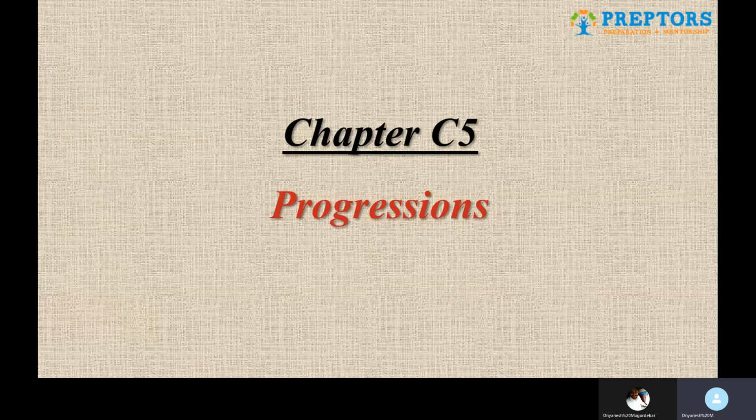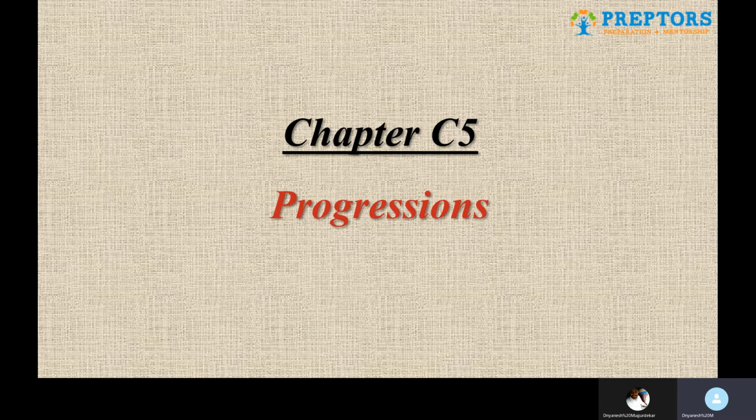Hi guys, so the topic that we are doing today is basically C5, which is the last topic of chapter C, which we call progressions. In simple words, progression is basically the three different series that we need to know, which is arithmetic progression, geometric progression, and harmonic progression, and so on.